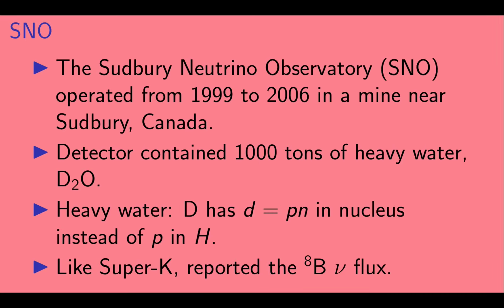Okay, now let's talk about SNO. The Sudbury Neutrino Observatory operated from 1999 to 2006 in a mine near Sudbury, Canada. Their detector contained 1,000 tons of heavy water, denoted D2O. Heavy water is like water, except that the hydrogen atoms in water are replaced with deuterium atoms, which have a proton and a neutron in the nucleus, instead of just a proton like hydrogen has. And like Super-K, SNO reported the boron-8 solar neutrino flux.